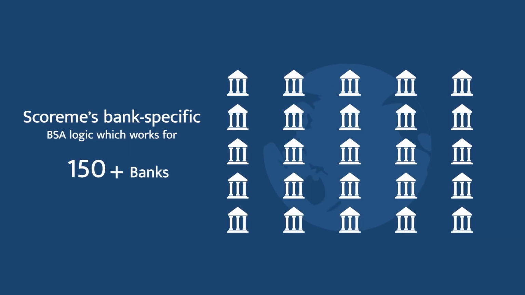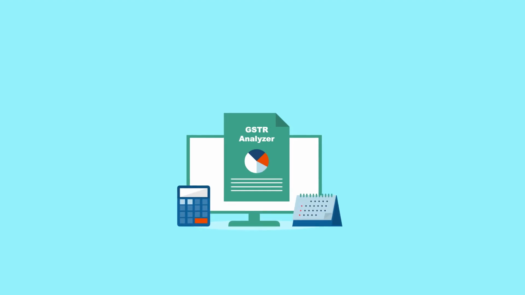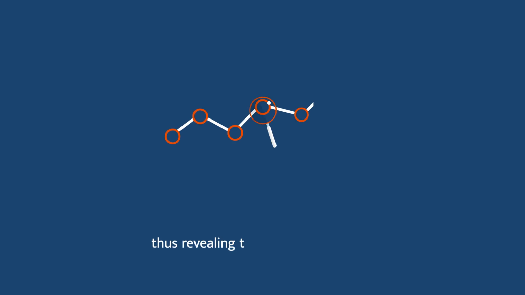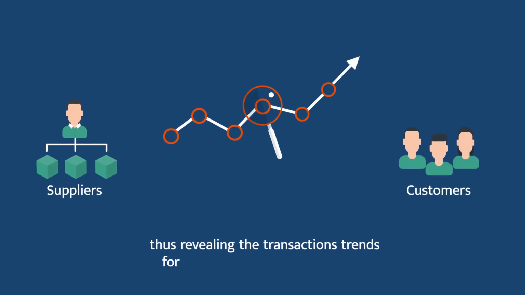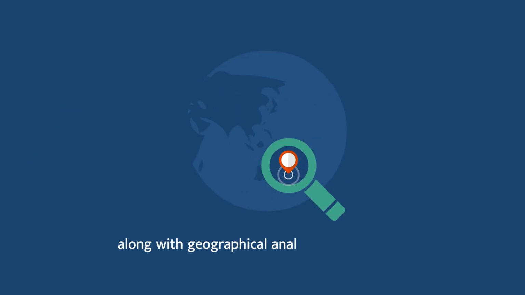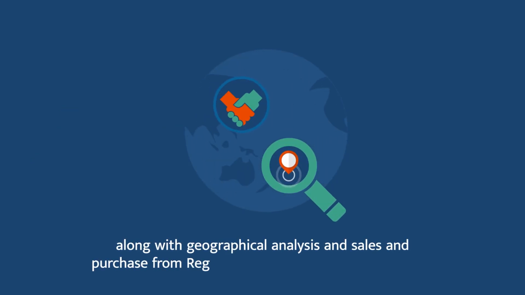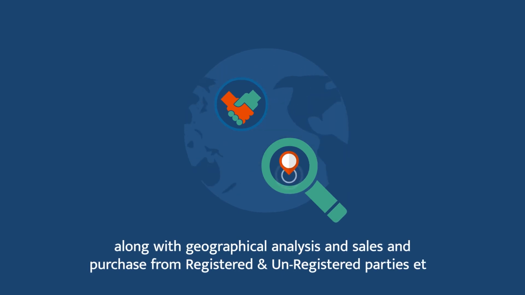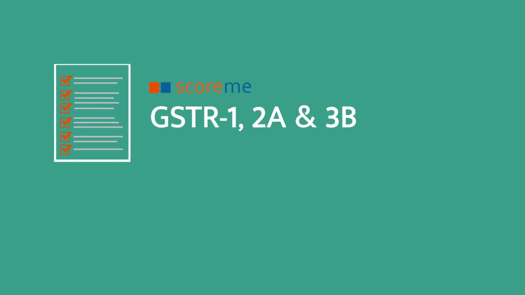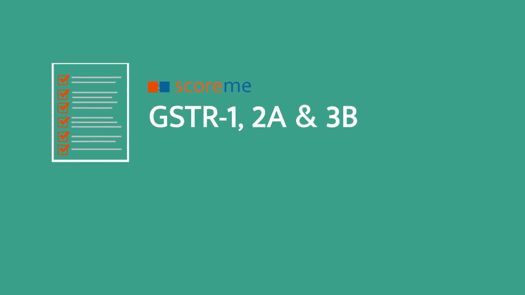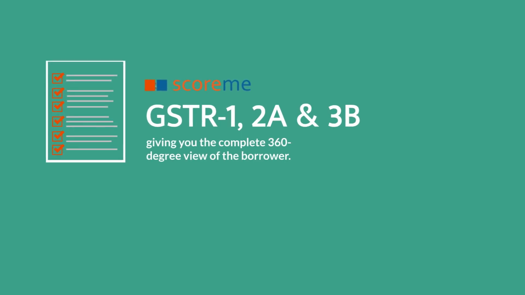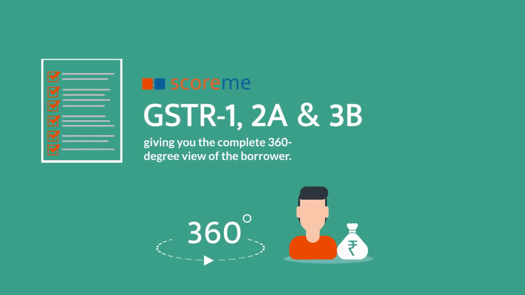GSTR Analyzer captures the borrower's sales and purchases data, thus revealing the transaction trends with suppliers and customers for various GSTNs of the customer, along with geographical analysis and sales and purchase from registered and unregistered parties, etc. ScoreMe offers a detailed analysis of GSTR 1, 2A and 3B, along with basic and filing data of the customer, giving you the complete 360-degree view of the borrower.